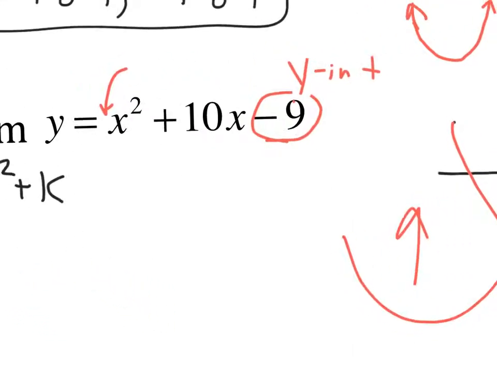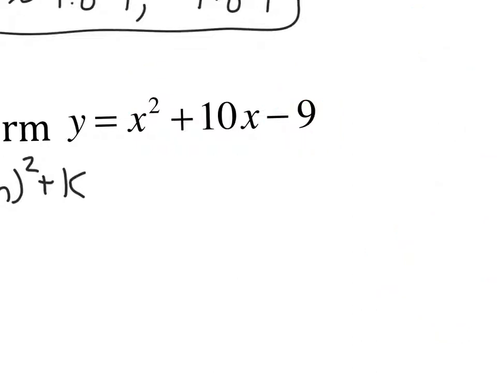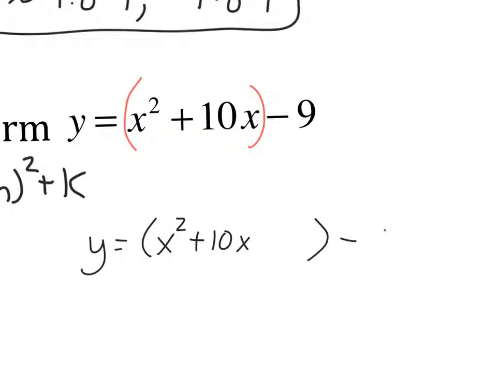So step number 1 is I am going to consider this piece right here. I want to somehow turn this into a perfect square. So I'm going to temporarily ignore the negative 9, okay? So it looks like this. y equals x squared plus 10x. I'm going to leave a space there, and I'm going to leave the negative 9 out there. Now, remember, if I want this to be a perfect square right here, I have to add a special term. Well, what's that special term? You take this right here, divide it by 2, and square it. So I add 25.